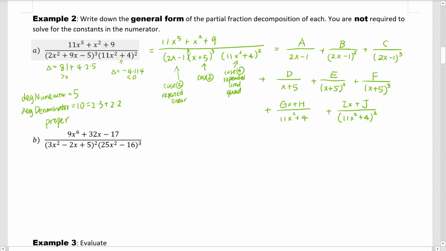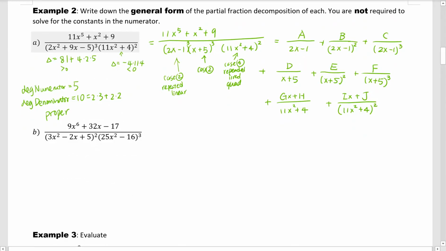Alright, let's continue and look at part B. So is it proper? What's the degree of the numerator? The degree of the numerator is 6. The degree of the denominator is 2 times 2 plus 2 times 3, which is 10. So this is also proper. So far, so good, everybody? Okay, let's move that a little bit. Okay, so let's look at this.